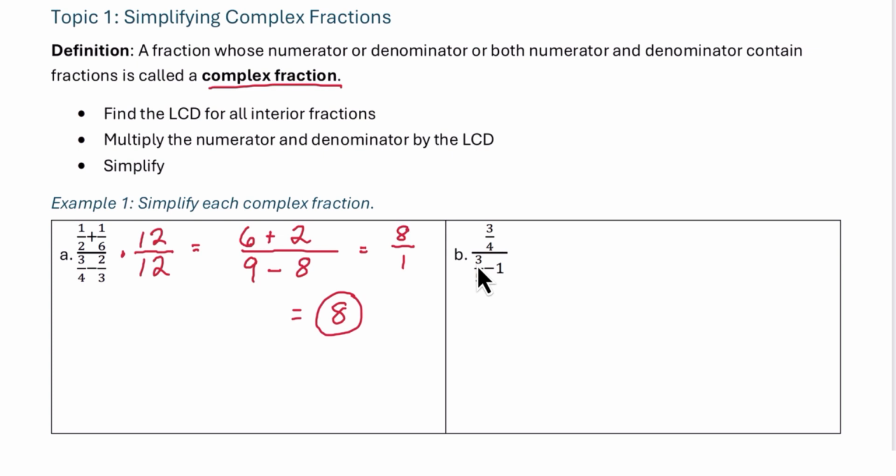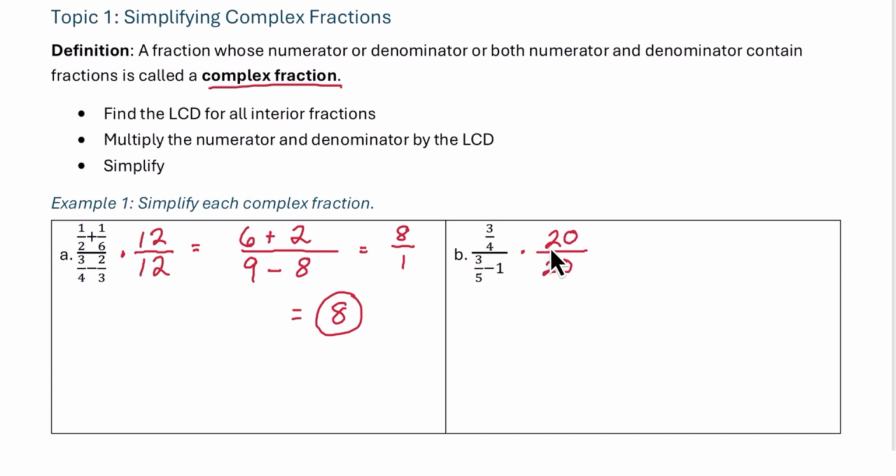In part B, we have, again, a complex fraction. So we want to look at the LCD of the smaller or interior fractions. We have 4 and 5. The LCD of 4 and 5 is 20. So we want to multiply the top numerator by 20 and then the bottom denominator by 20.